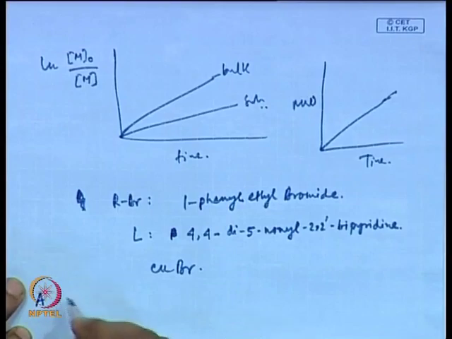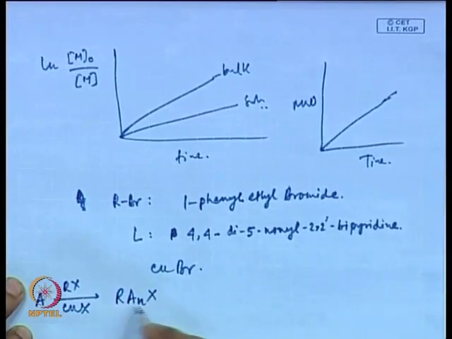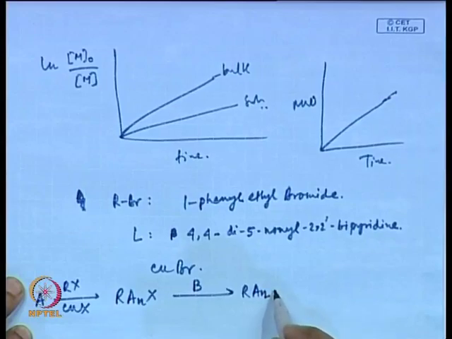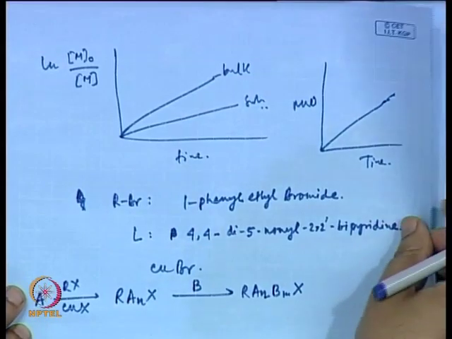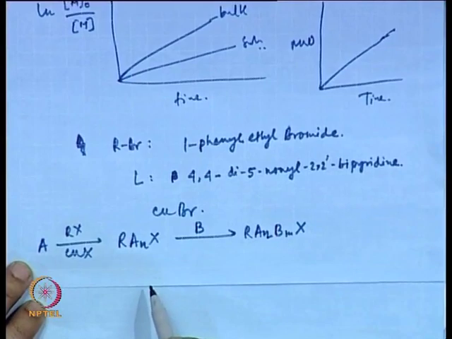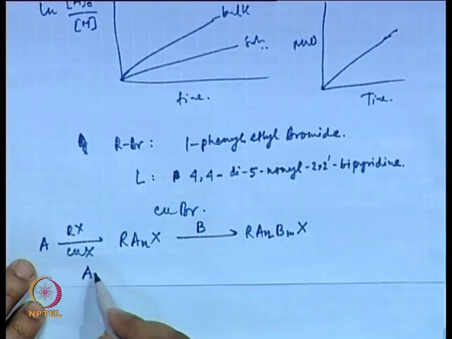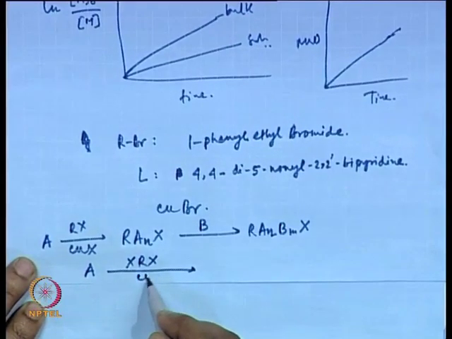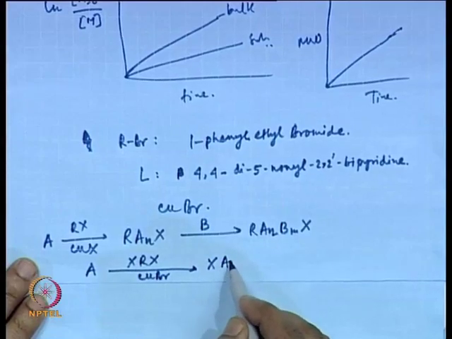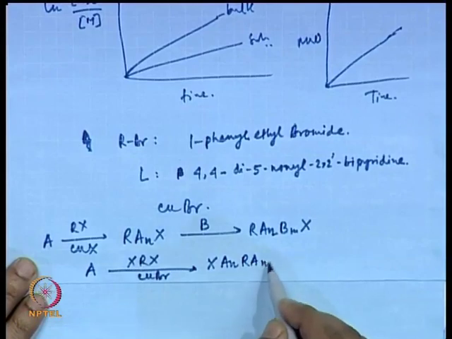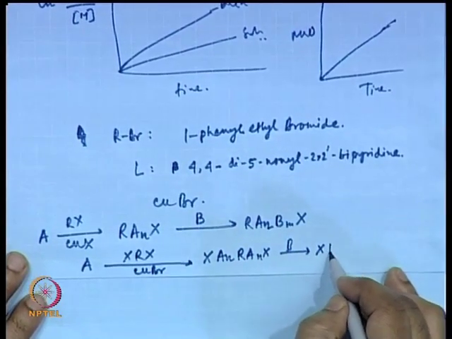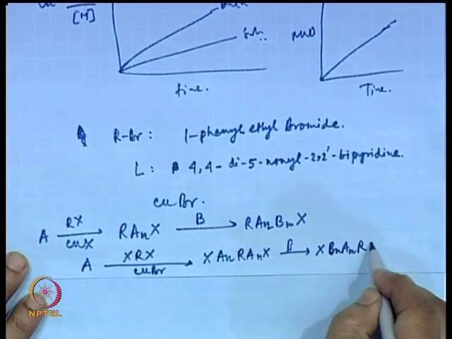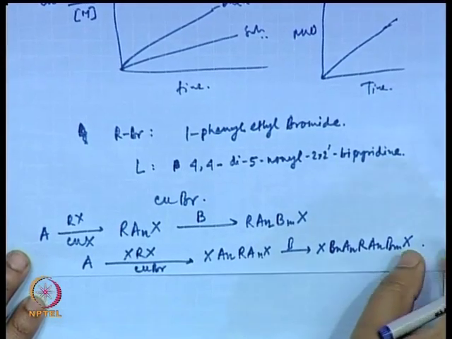You can take a monomer and do a reaction like this and make a polymer, and then add a second monomer. You can form a block copolymer like this. You can take A and a dihalide, then you can make a tri-block copolymer as well. Okay.